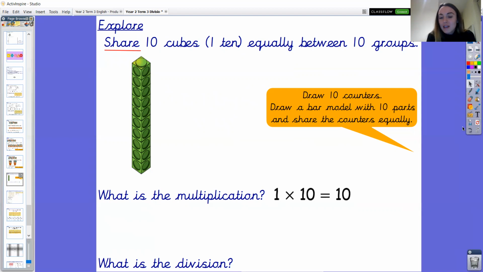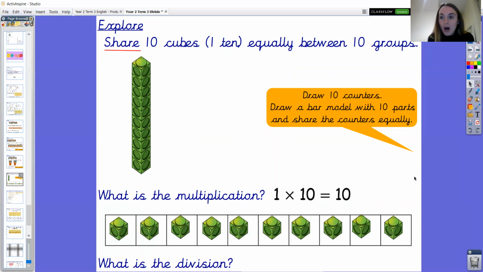Well done, year 2. Okay, I'm going to share my bar model with you now. So I needed to have 10 equal parts as we were sharing equally between 10 groups. And then I shared the cubes, taking turns 1 at a time. And as you can see here, we've got our bar model, okay? So having a look here at this bar model, what do you think the division is? I mean, we need to be thinking about what the whole amount is, what we are dividing by, and the amount inside each equal group.